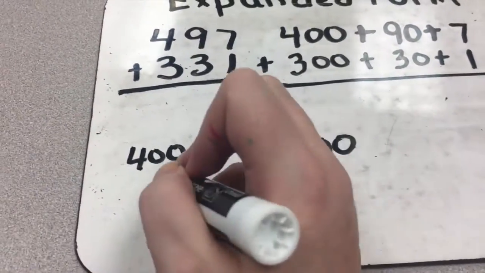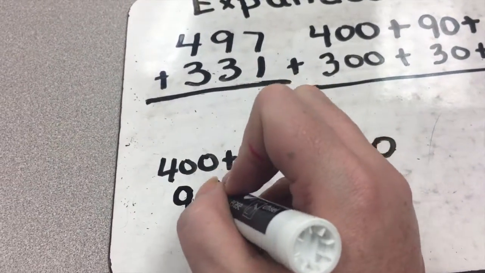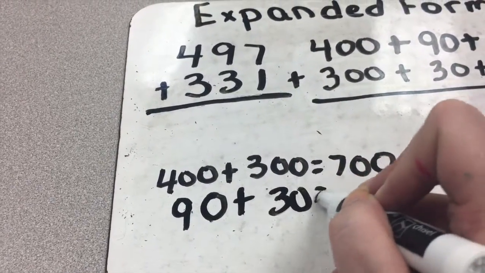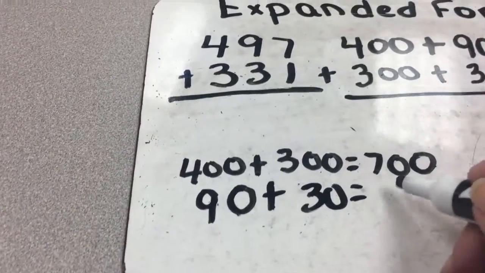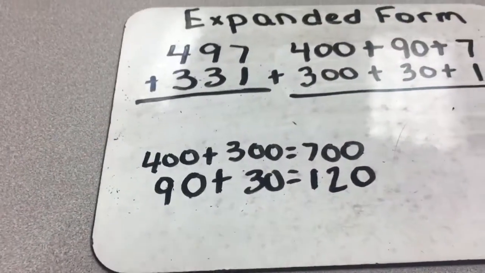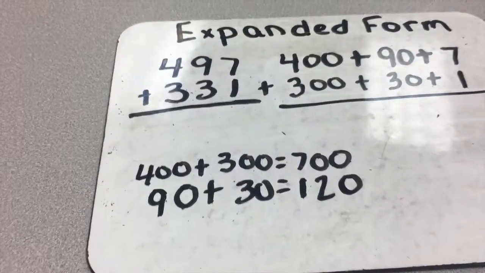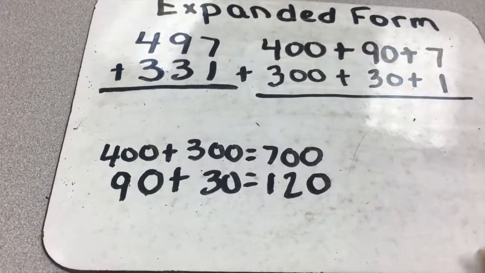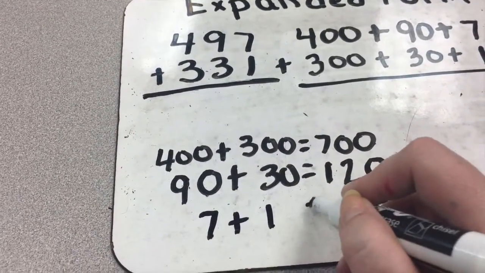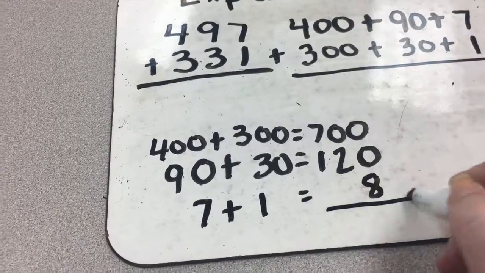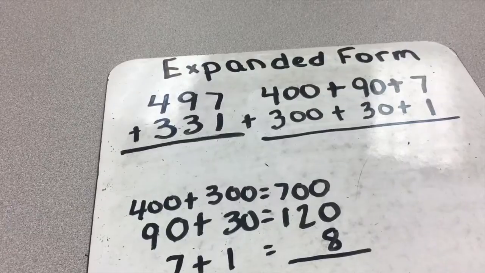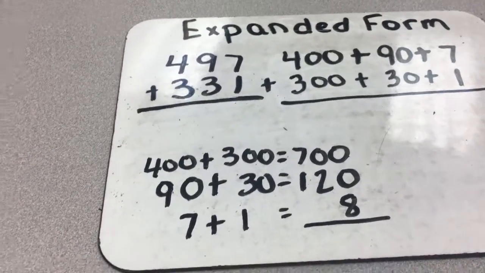Then we have 90 plus 30. 9 10s plus 3 10s. That is 12 10s or 120. Then we're going to do the same thing to our ones place. So I have 7 1s plus 1 1 equals 8 1s. Now, they're going to combine those, put them right back together, and get their final answer.